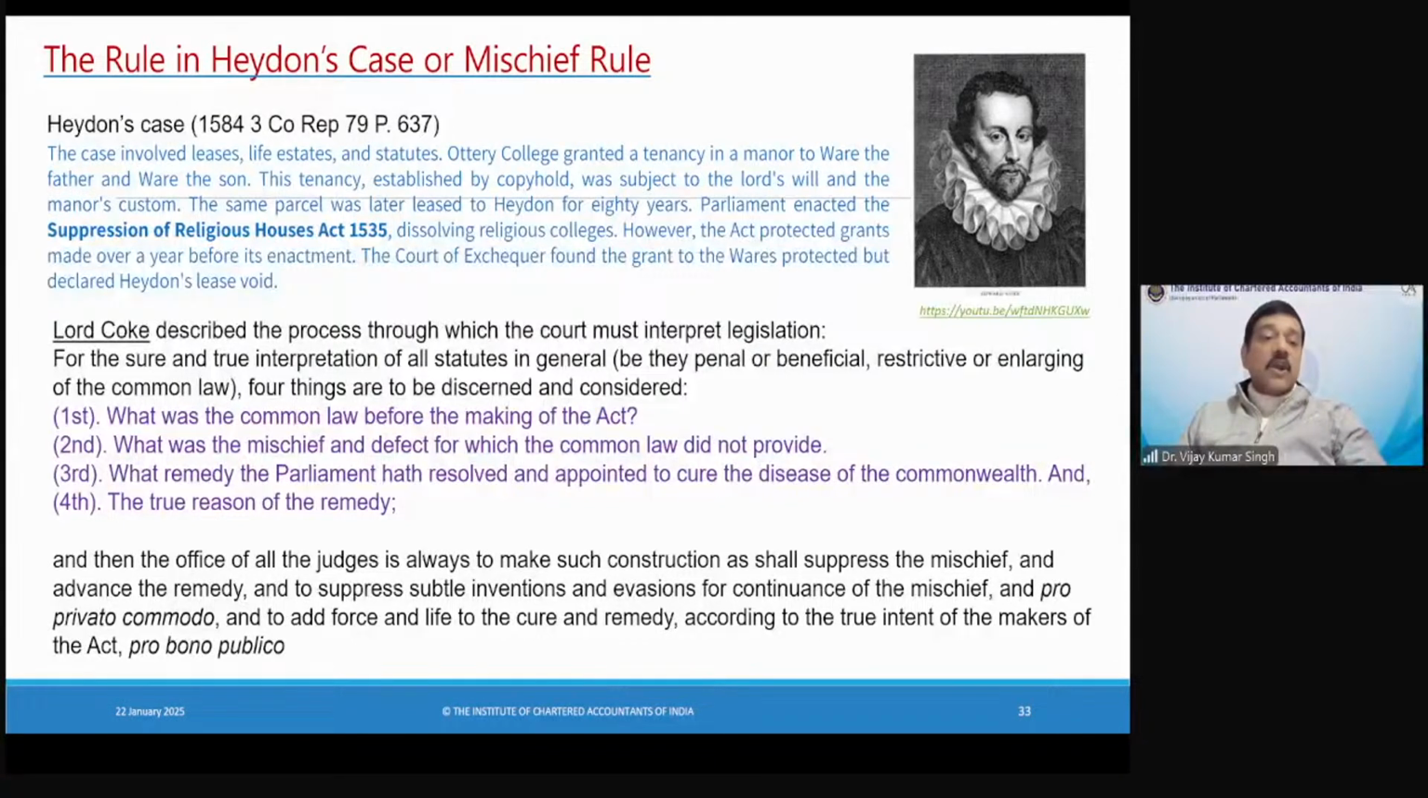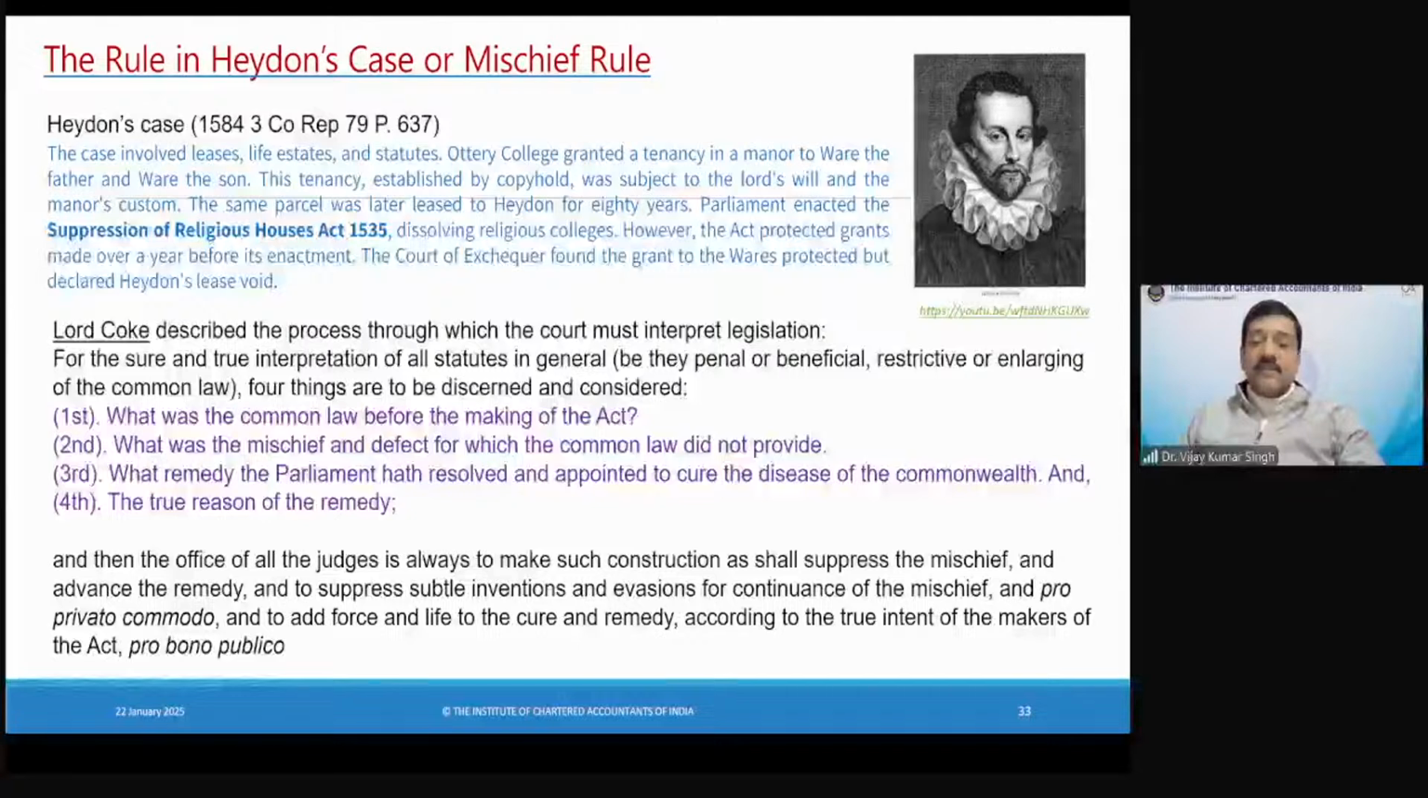And in this, Lord Coke brought up this interpretation for the first time, and this was referred to as the mischief rule. And he said, for sure and true interpretation of all statutes in general, be they penal or beneficial, restrictive or enlarging of the common law, four things are to be discerned and considered. First, what was the common law before the making of the act? Second, what was the mischief and defect for which the common law did not provide? Third, what remedy the parliament hath resolved and appointed to cure the disease of the commonwealth? And fourth, the true reason for the remedy.